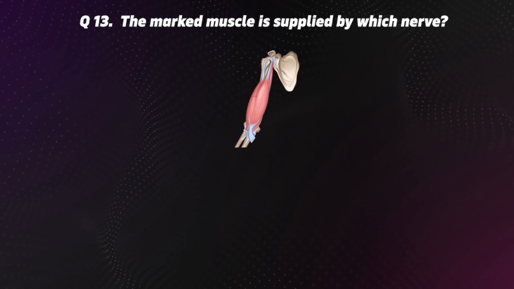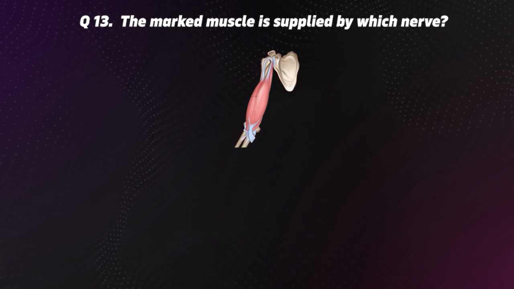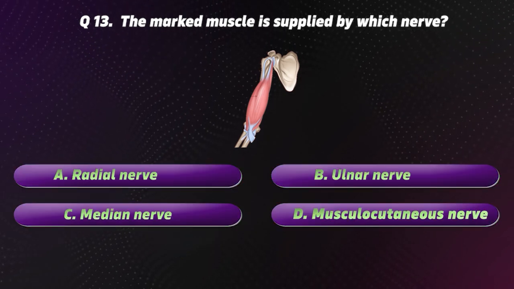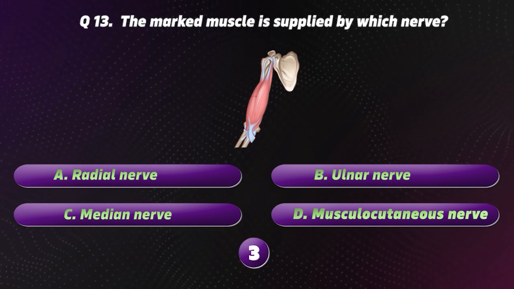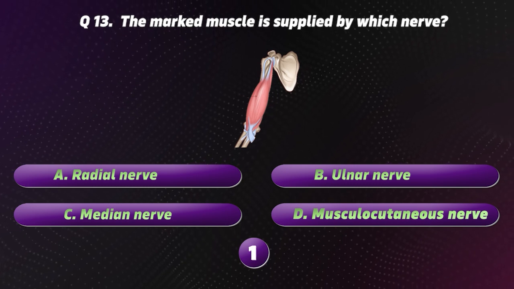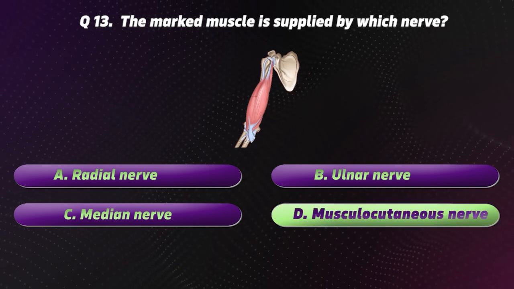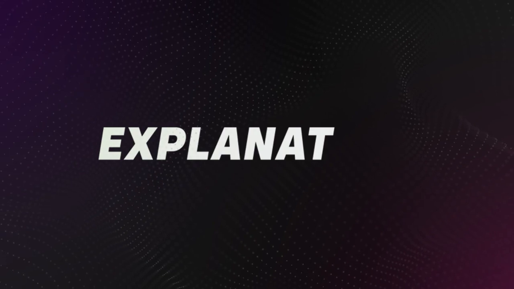The marked muscle is supplied by which nerve? Here are the options. A. Radial nerve. B. Ulnar nerve. C. Median nerve. D. Musculocutaneous nerve. And the correct option is D. Musculocutaneous nerve. Here's the explanation.